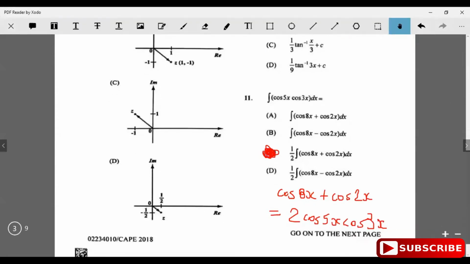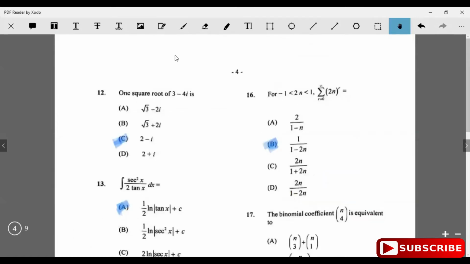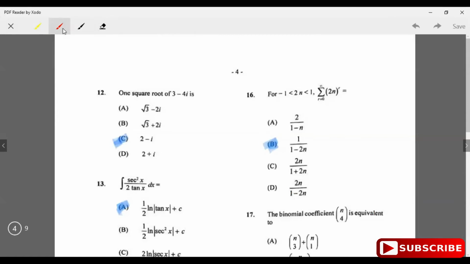Not a repeat question. Question 12 is another repeat question. We want the square root of 3 minus 4i.